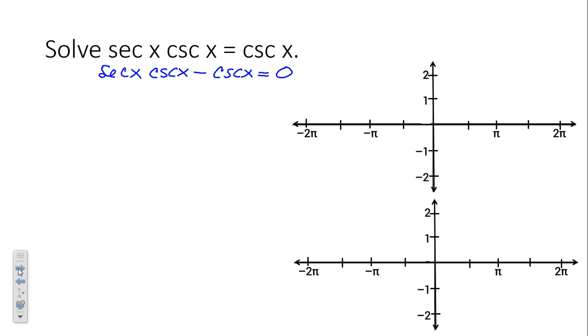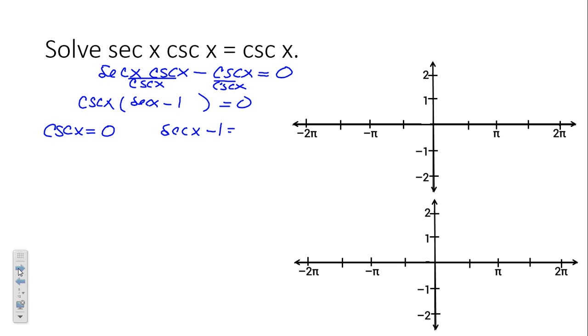Now, what do both terms have in common? A cosecant. So if I factor that cosecant of x out, it's like dividing this by cosecant of x and dividing this by cosecant of x. What will I have left in my parentheses? Yep, secant of x minus 1. Okay, now we have two factors. So we have to ask ourselves, what would make the first factor 0 and what would make the second factor 0? Okay, so where would the cosecant of x be equal to 0 at? And where would the secant of x minus 1 be equal to 0?